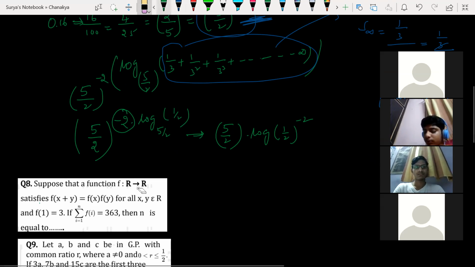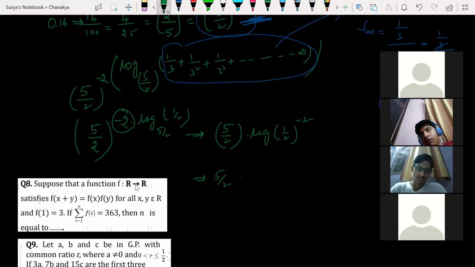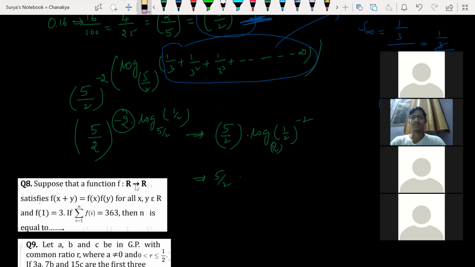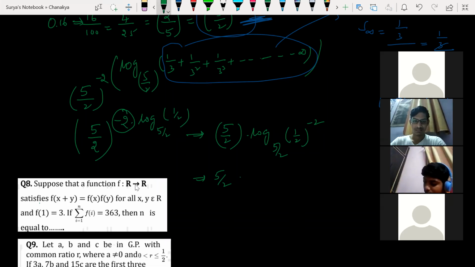Now look at this here. What can I write now? 5 by 2 into log base, we have the same. Base 5 by 2 only, guys. Base will never change. If we have the same base, we do not want to change the base. 5 by 2. All right. This can be written as what now? Here this one as well as this one, both are the same. What do I remain with now? Tell me, make it fast.